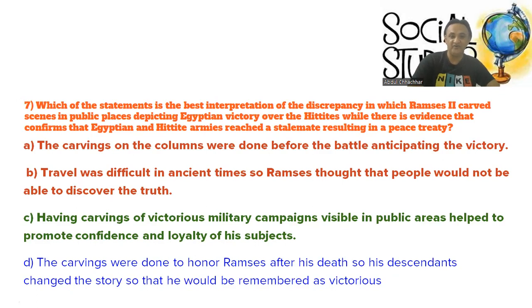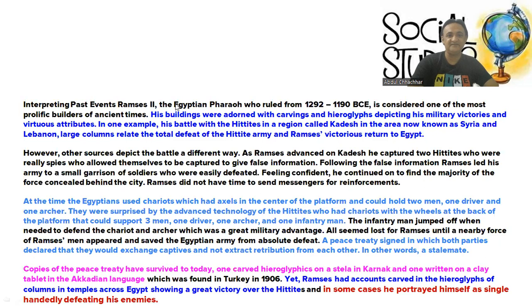Now, from where did I get this answer? The answer is here: buildings were adorned with carvings and hieroglyphics, which is old writing, depicting his military victories and virtuous attributes. So you can read and easily find it out. What I'm going to tell you is that these are document-based questions and the answers are available, so you have to read the paragraph carefully and then answer.